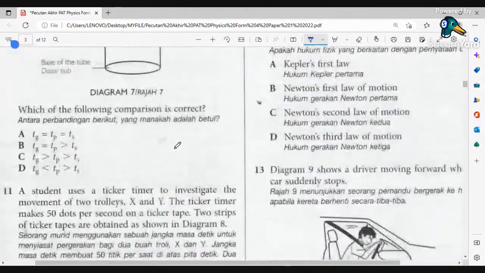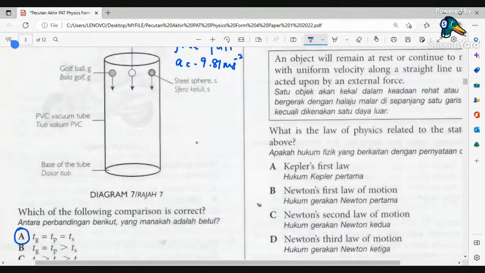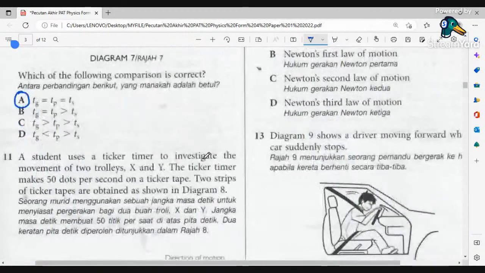Okay. You need free fall, free fall. Remember, g does not depend on mass. Acceleration due to gravity does not depend on mass. Once you understand the concept of free fall, tak perlu tengok mass pun okay lah. Okay. Ini vacuum, no air resistance, so free fall.